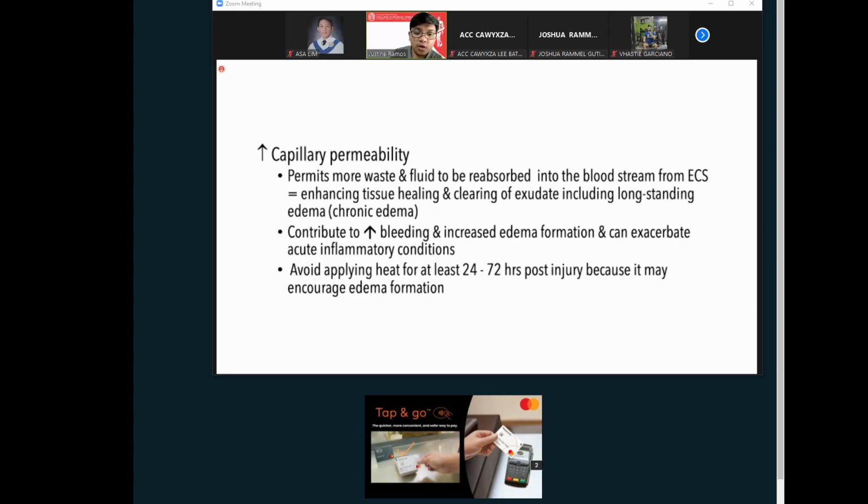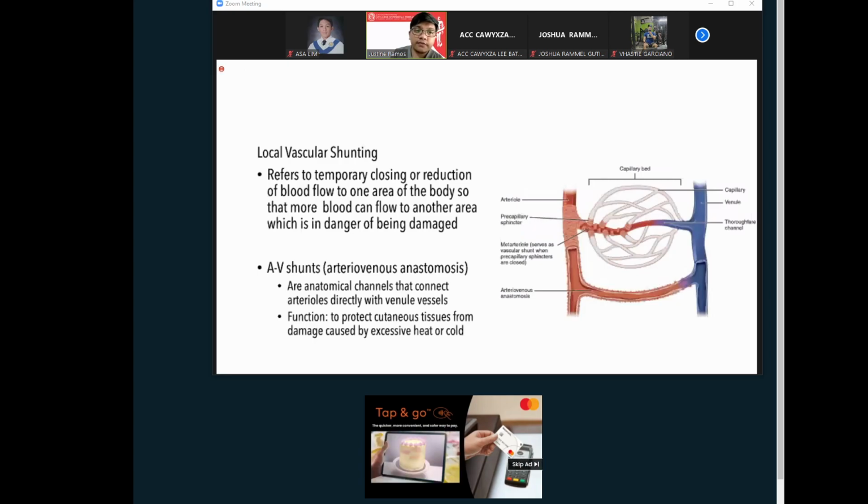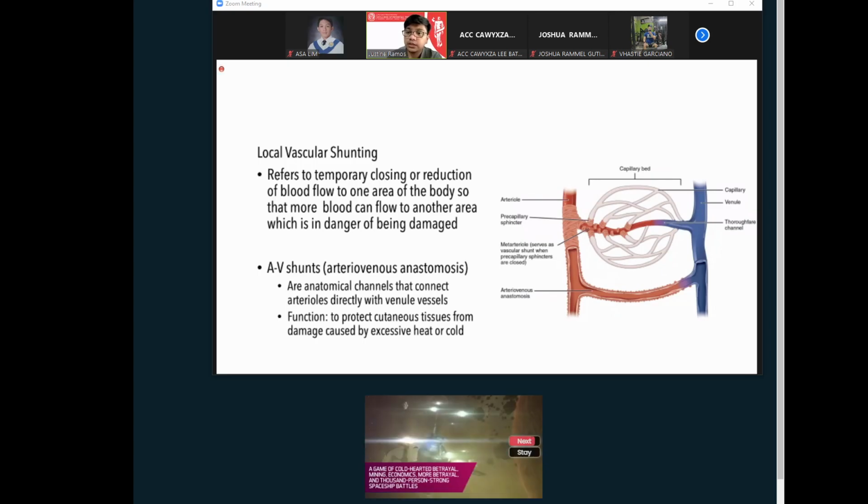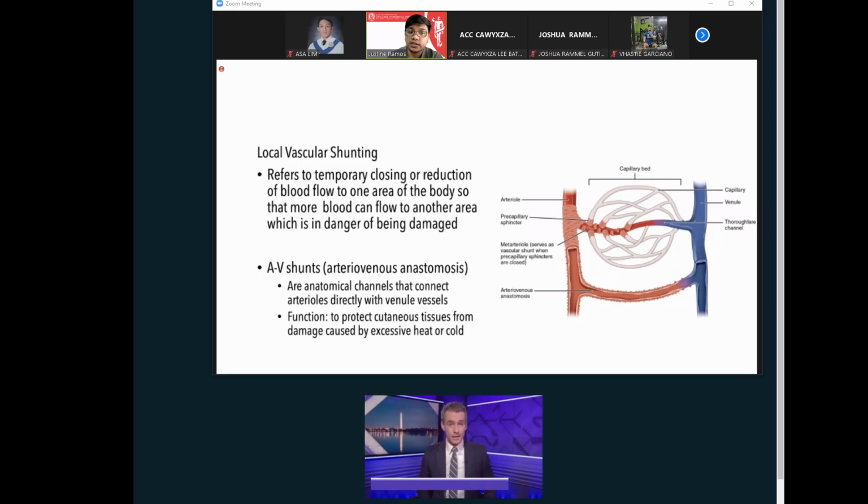Okay? What else? So nagkakaroon tayo tinatawag nating vascular shunting. So what is vascular shunting? So it refers to the temporary closing or reduction of blood flow to one area to facilitate the flow on another area, especially those areas that are being damaged. Okay, halimbawa, meron kang peripheral vascular disease. Okay, some of your blood vessels will tend to close and shunt its flow towards the areas that has a very restricted blood flow. Okay? That is a local vascular shunting.